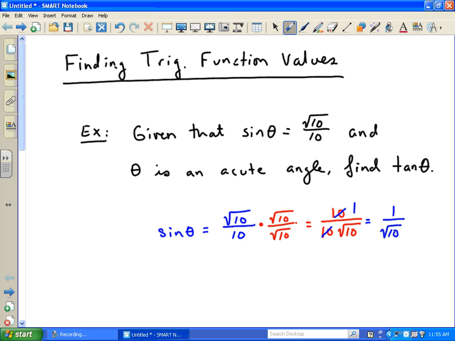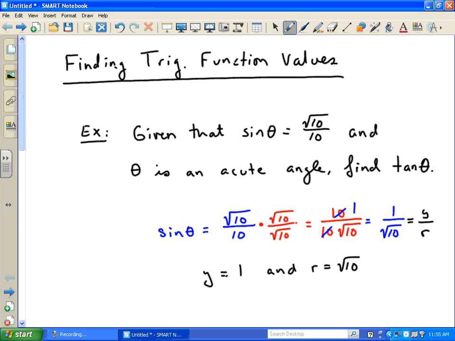Now, the reason you needed to do this is so that these numbers are in a way simpler than the numbers you started with. Sine is equal to the ratio of y over r. And so this being the case, do y'all see that y would equal 1 and r would equal the square root of 10?